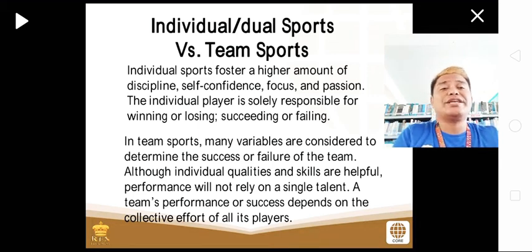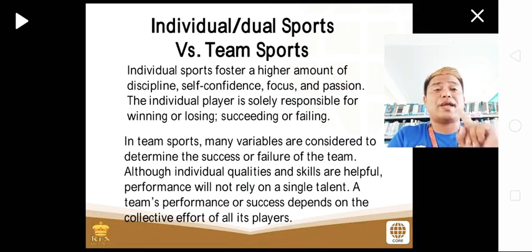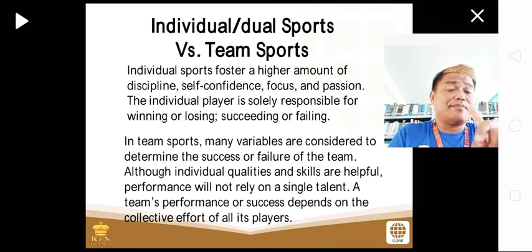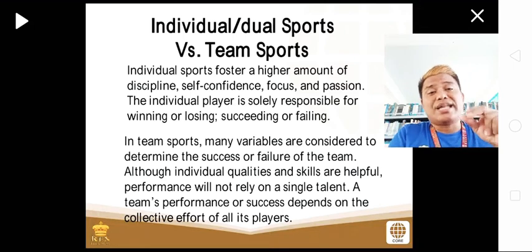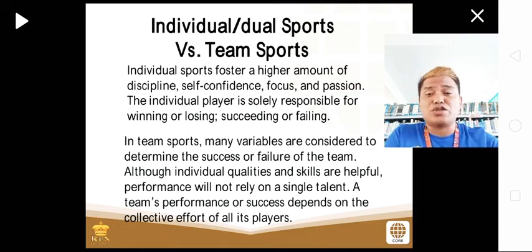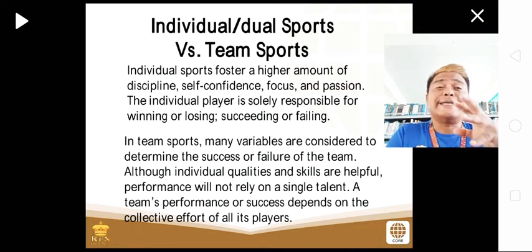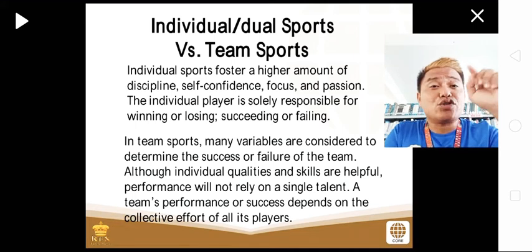Although individual sports and skills are helpful, performance will not really rely on a single talent. A team's performance or success depends on the collective efforts of each player. Remember, not only in sports, but in everything. When you work as a team, not just in sports but in reporting, everyone should really participate so that you will succeed. Okay? Those are individual and dual versus team sports.